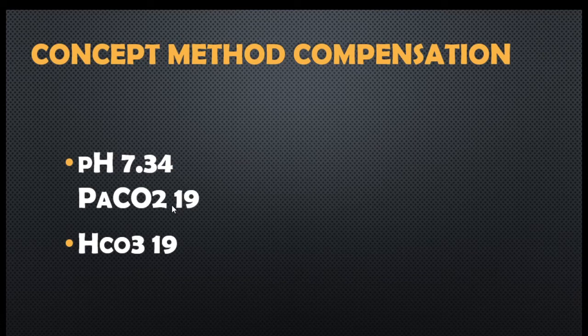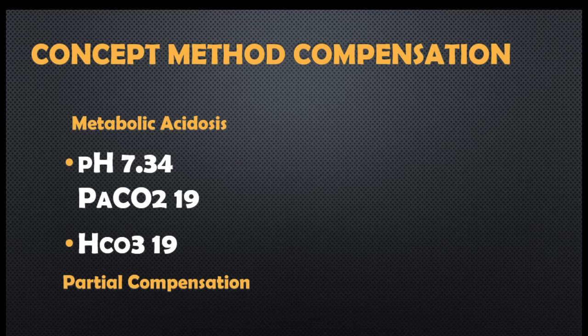The next question: is it complete or partial? As we can see, the pH level here is still abnormal. So this is a partial compensation, because the decrease of the PaCO2 level to 19 is not enough to bring the pH level back to its normal range, which is 7.35 to 7.45. What is the correct interpretation of this one? This is metabolic acidosis, partial compensation.